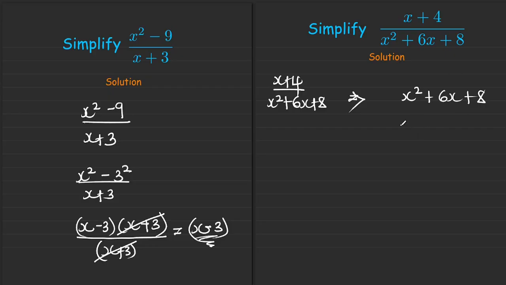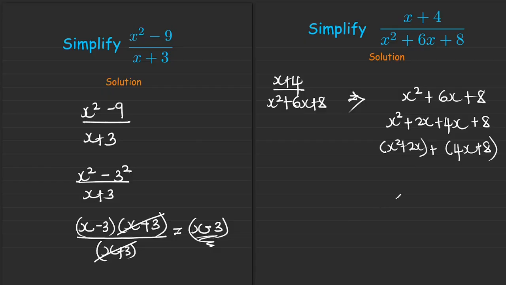So instead of the 6, we can rewrite our expression as x squared plus 2x plus 4x, and then plus 8. So with that, we group them in twos. So that x squared plus 2x comes in one bracket. Then in the other bracket, we have 4x plus 8.